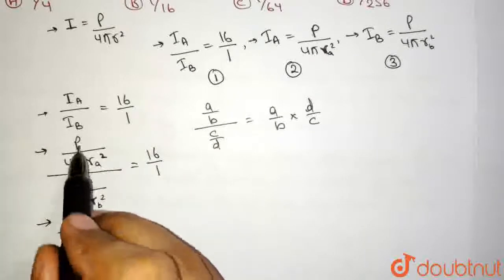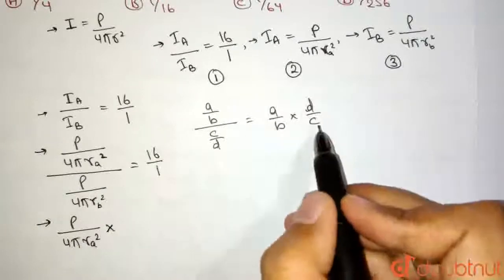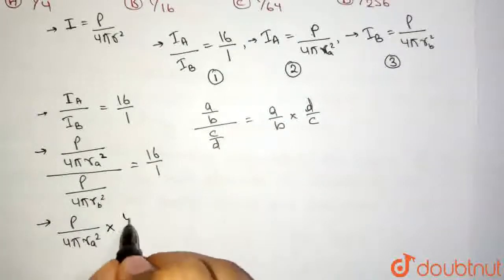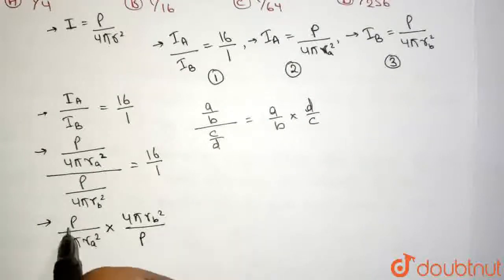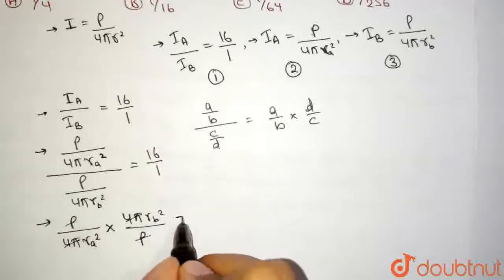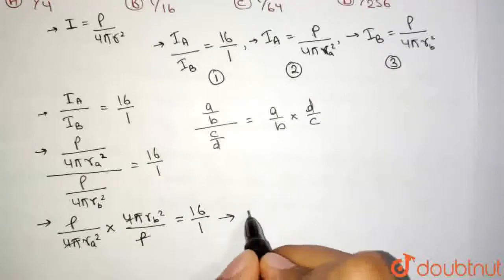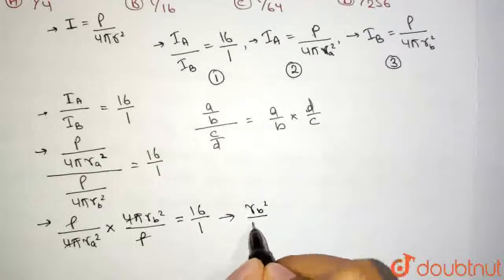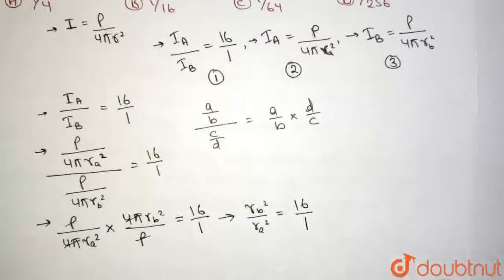Into, we have this C upon D. So it becomes D upon C and comes in multiplication. So this becomes 4 pi rB square upon P. And we have this P and this P cancel out. This 4 pi and this 4 pi cancel out. And this was equal to 16 upon 1. Now, if I write this again in simple terms, what remains is rB upon rA. So we can say rB square upon rA square is equal to 16 upon 1.